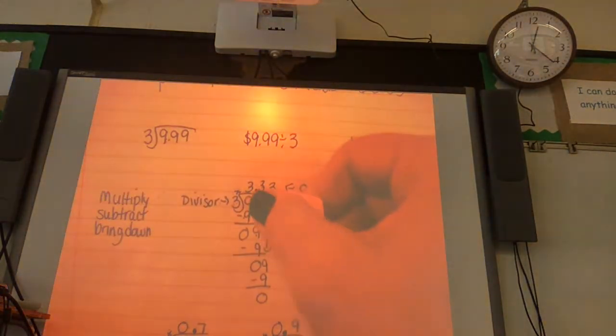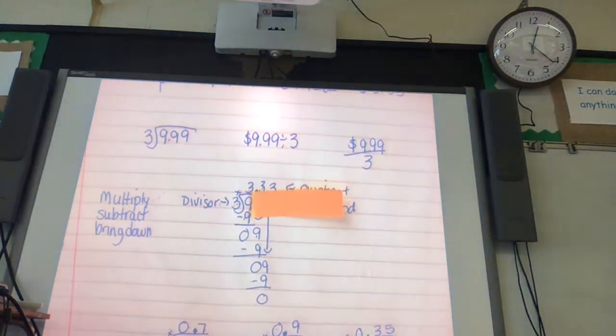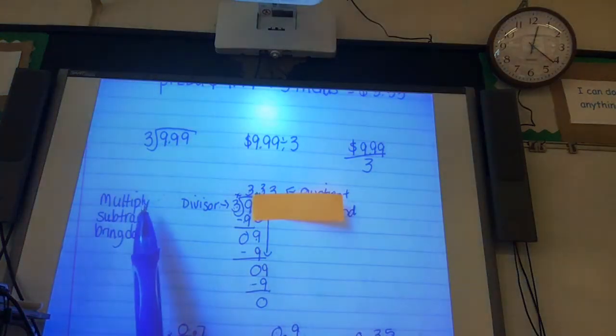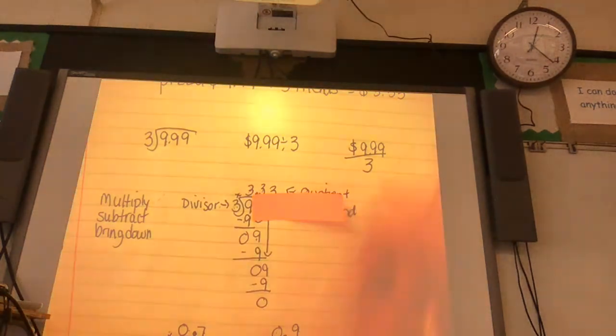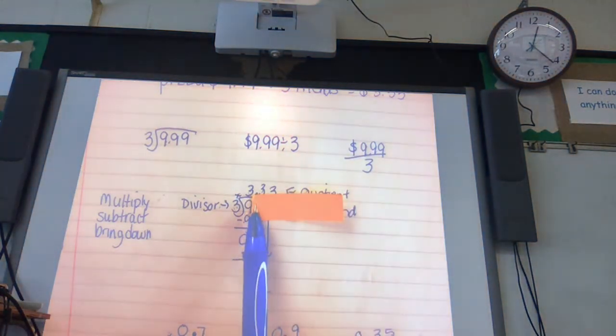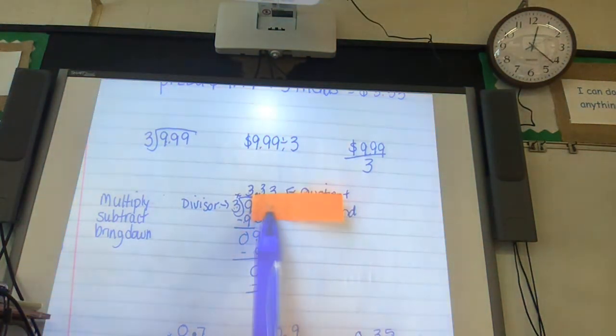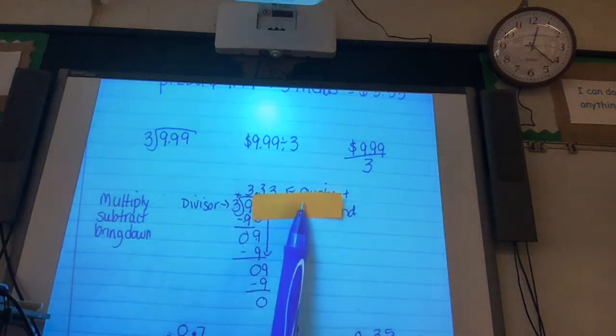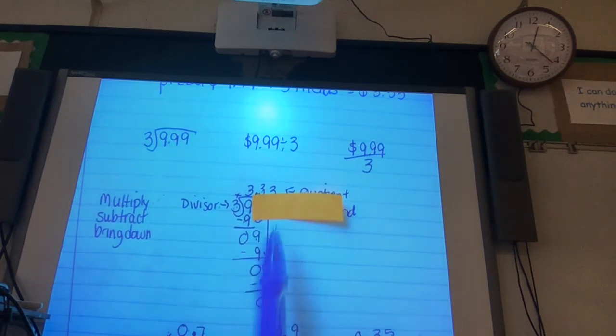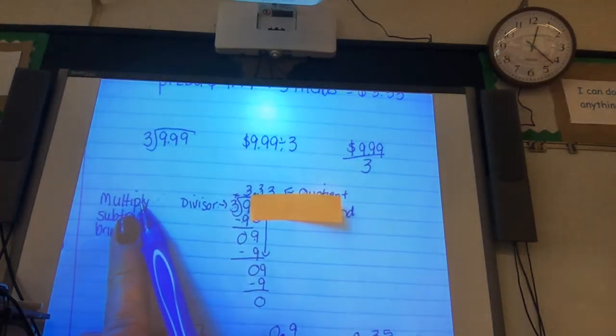Remember, the three steps in dividing are multiplying, subtracting, and then bringing down. It's also very important that we go one place at a time. That's why I have my sticky note here, to cover up all the other numbers so I don't get tempted. Okay, one place at a time. So multiplying is my first step.